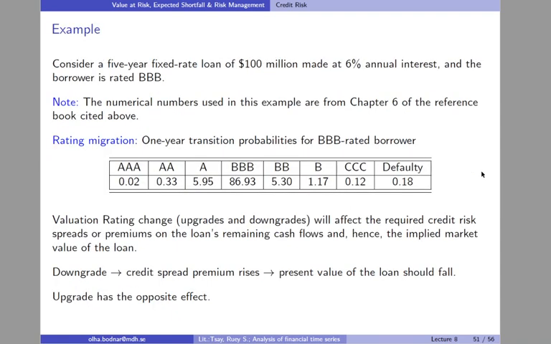So the 1 year transition probabilities for a BBB rated borrower are like this, so most likely we will stay BBB. A rating change will affect the required credit risk spreads or premiums on the loan's remaining cash flows, and so the implied market value of the loan. So a downgrade means the credit spread premium rises and the present value of the loan should fall. And an upgrade means that the present value of our loan should rise.